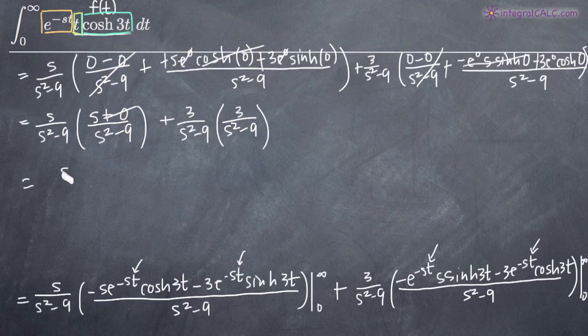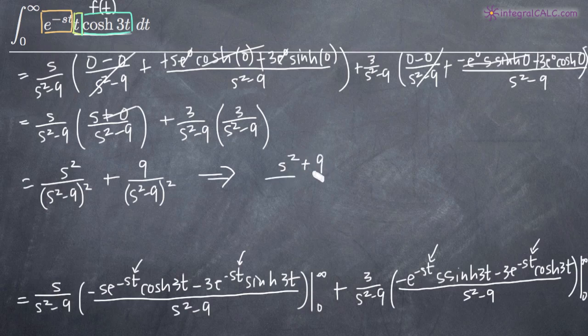So when we simplify, s squared over s squared minus 9 squared plus 9 over s squared minus 9 squared. Since we have common denominators, we can combine our fractions and we'll get s squared plus 9 over the quantity s squared minus 9 squared. And that's going to be equal to, we'll call it capital F of s, which is going to denote our function in terms of s. And this is our Laplace transform of the function t cosh of 3t using the definition of the Laplace transform.